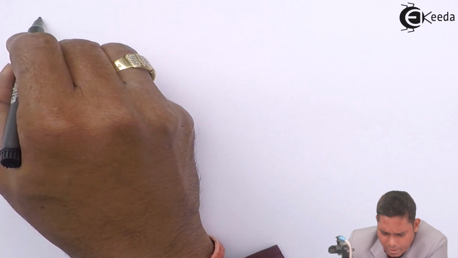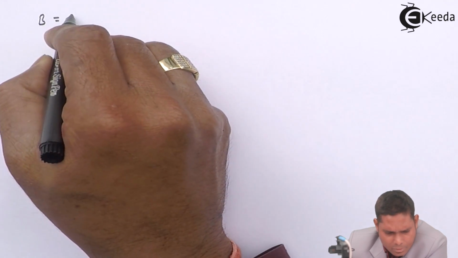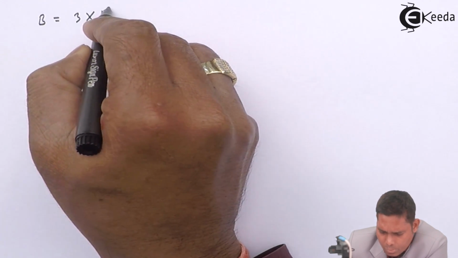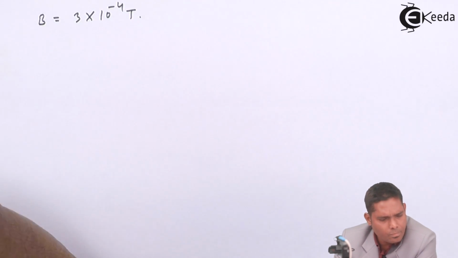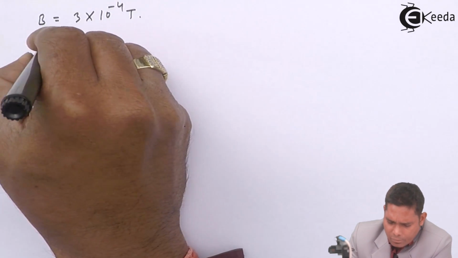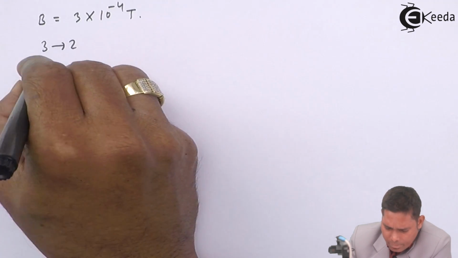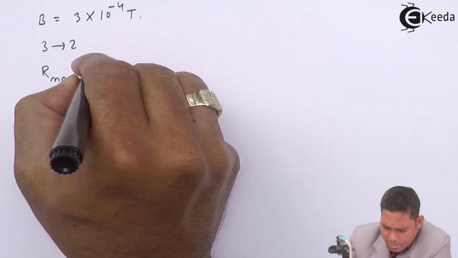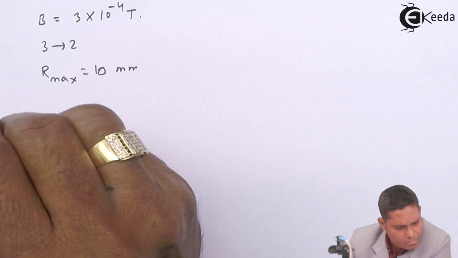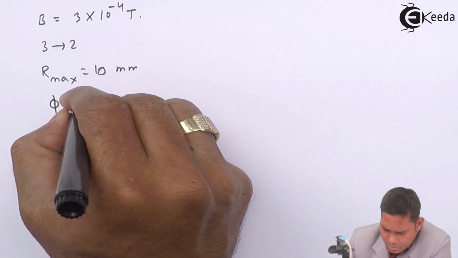We have data. In the data we have B, the magnetic field, which is 3 into 10 raised to minus 4 Tesla. The transition is occurring from 3 to 2, and the maximum radius is 10 mm. The work function is to be found.